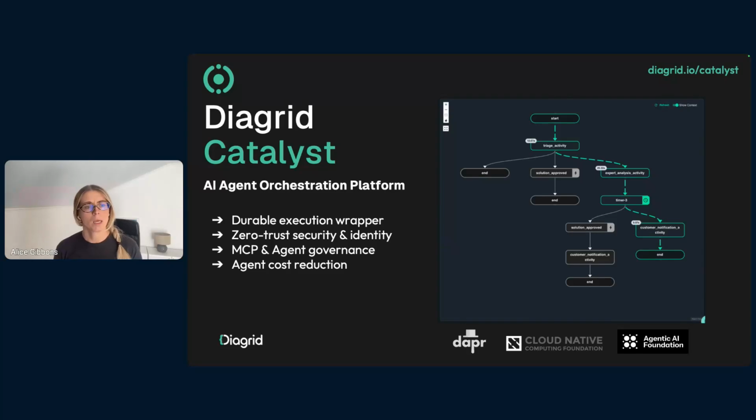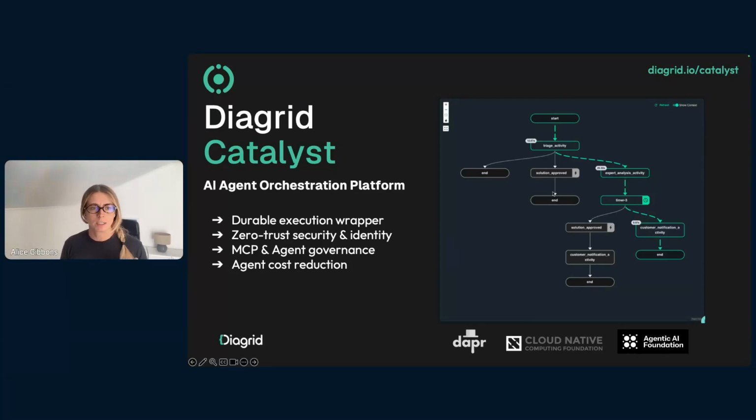cannot. Lastly, there is a piece on Catalyst around agent cost reduction, just in terms of being able to do prompt caching and prompt response caching for sure. So we can get into the demo of that in a little bit.